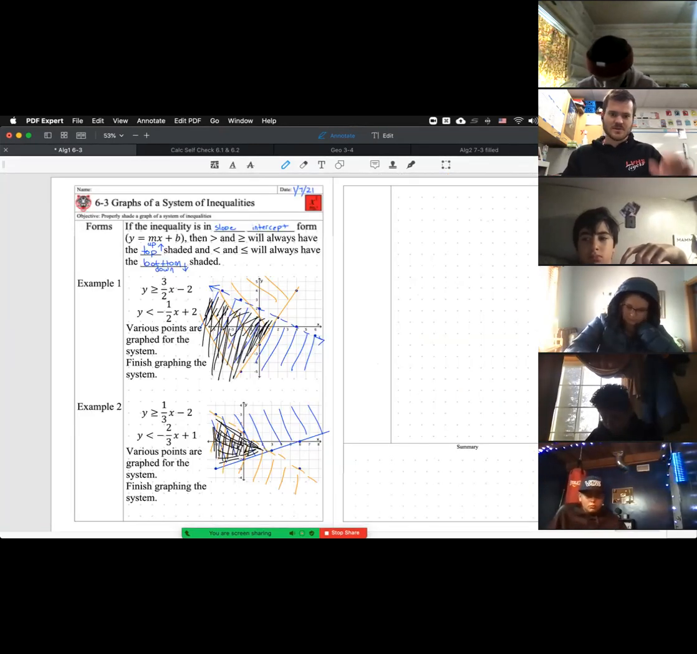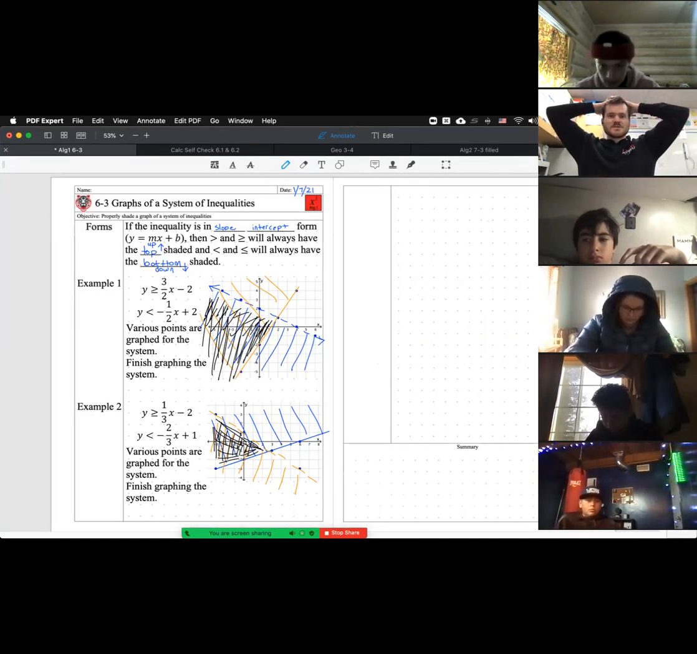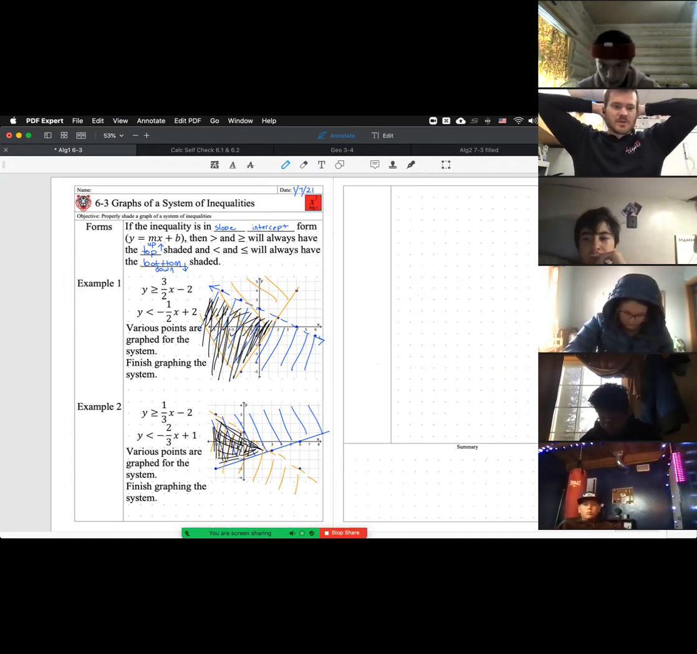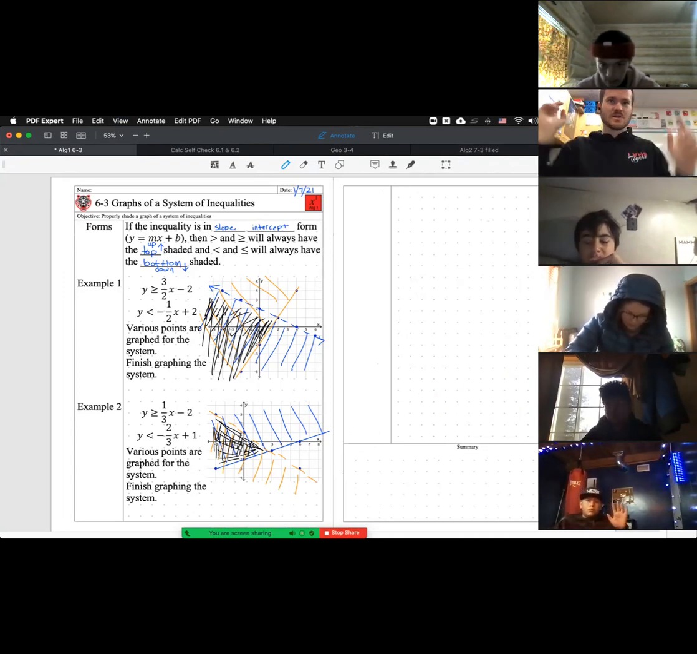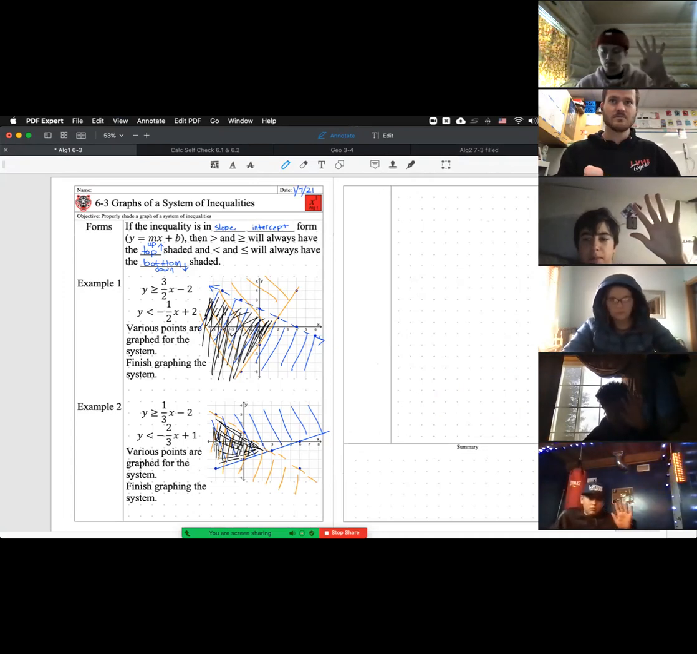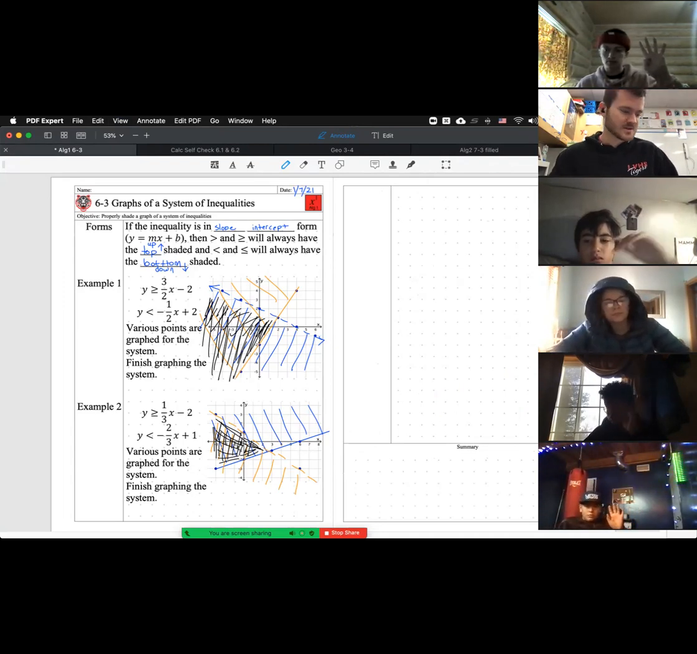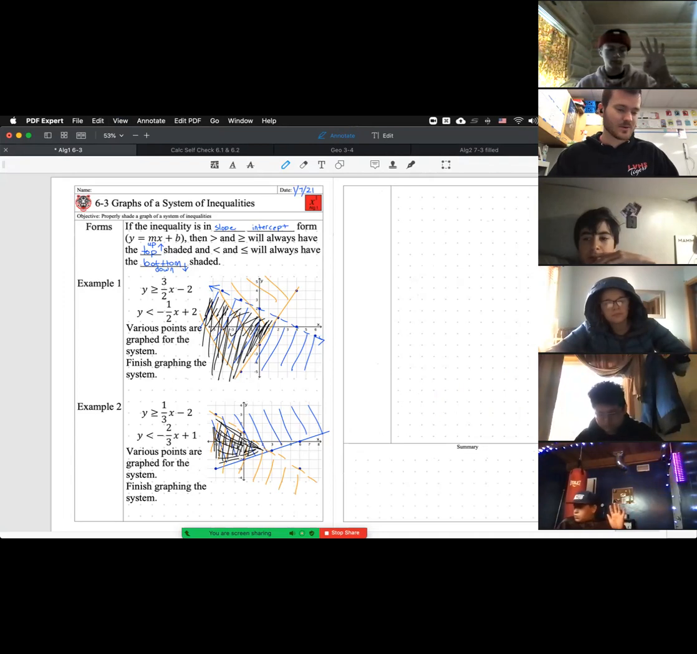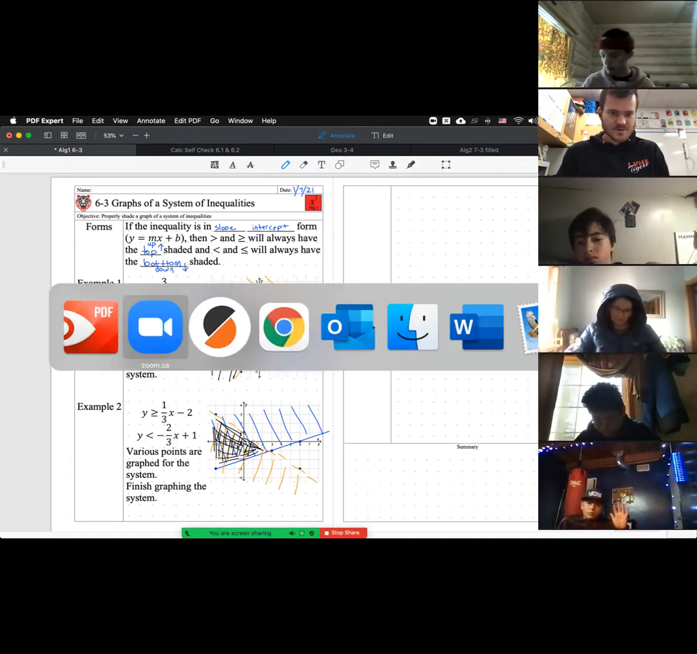So let's zoom out on the notes. Give me a fist of 5 on our objective. How can you properly shade a graph of a system of inequalities? I see a 5, a 4, a 4, a 5, a 4. Okay, cool. Those are some pretty high scores, and that means you should be able to do the homework pretty well then too. That concludes our notes.